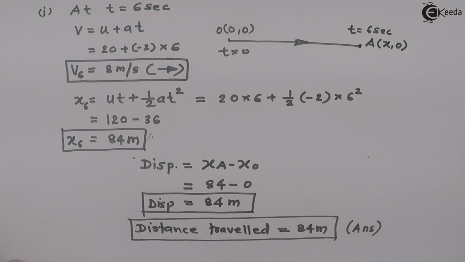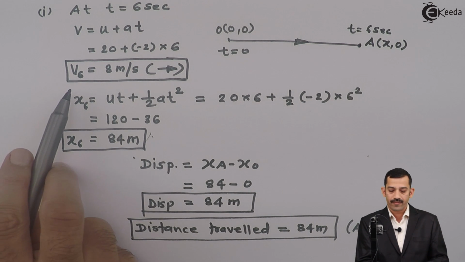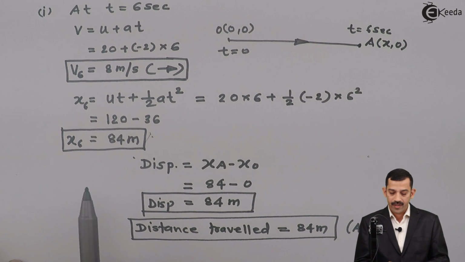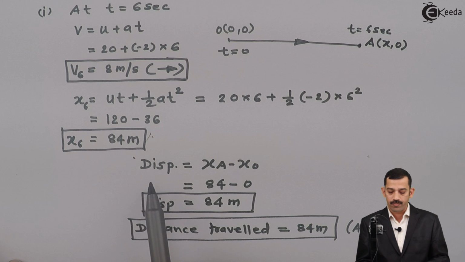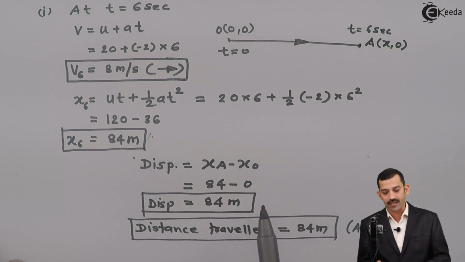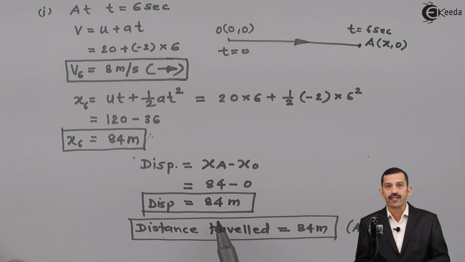That means this is the first part of the problem. In the first part, what are you getting? Velocity at 6 seconds, 8 meters per second. Next, we are getting position at 6 seconds is 84 meters. Displacement, final position minus initial position, comes out to be 84. The particle continues in the same direction of motion, therefore displacement and distance traveled are the same.